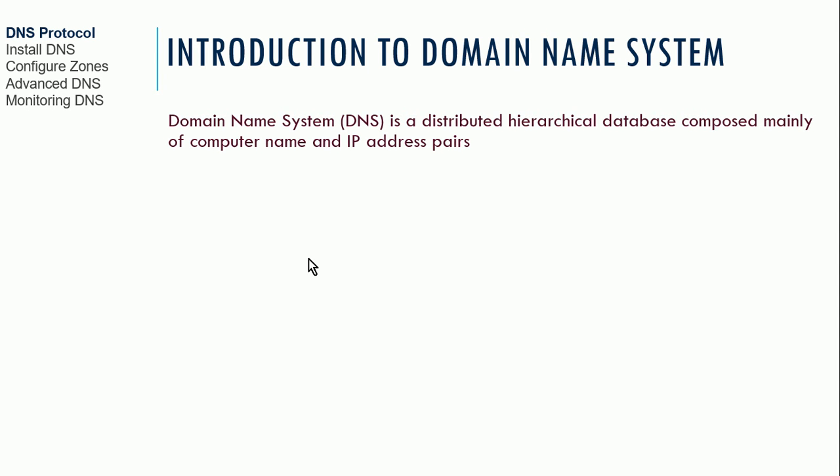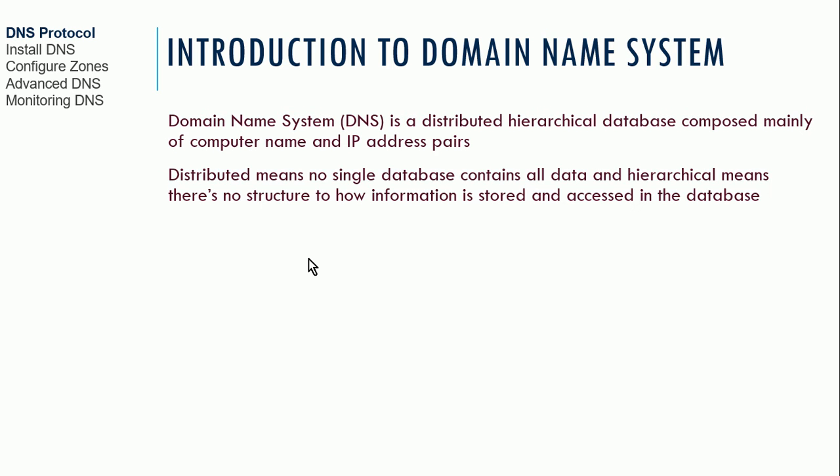So the domain name system is a distributed hierarchical database composed mainly of computer name and IP address pairs. So the primary purpose is to marry a computer name to an IP address. So if you have a name of a service or device or FQDN, which is a fully qualified domain name, which is an important part of DNS, you should be able to use a DNS server to look up the IP address that corresponds with that. And that IP address can be IPv6 or IPv4.